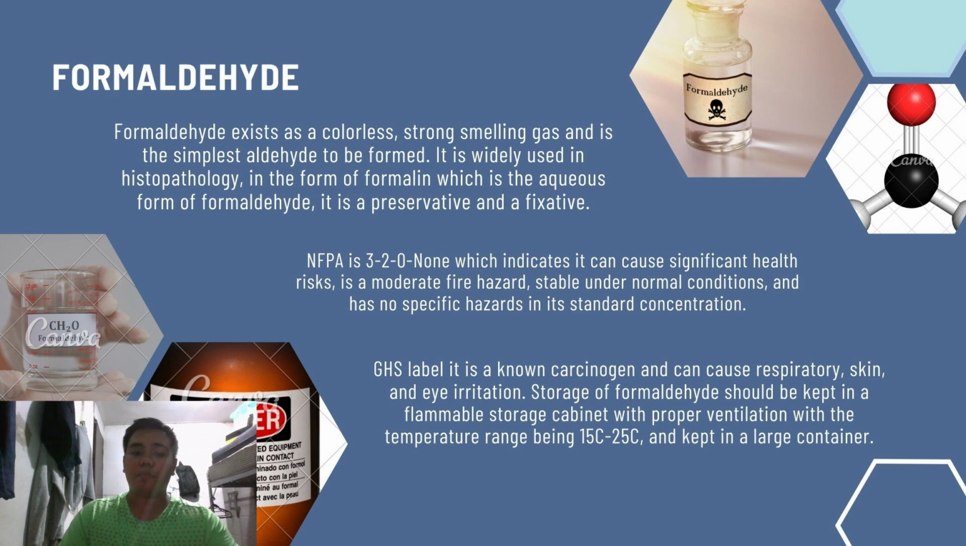Using PPE and proper ventilation is required when handling formaldehyde. It is also flammable, indicated by the flame pictogram, and it is also corrosive to the skin as indicated by the corrosive pictogram. Storage of formaldehyde should be kept in a flammable storage cabinet with proper ventilation to avoid accumulation of fumes, with temperature range being 15 degrees Celsius to 25 degrees Celsius, and kept in a large container.